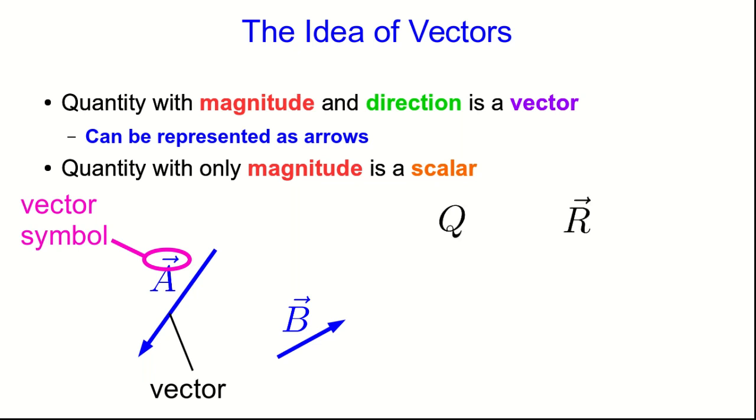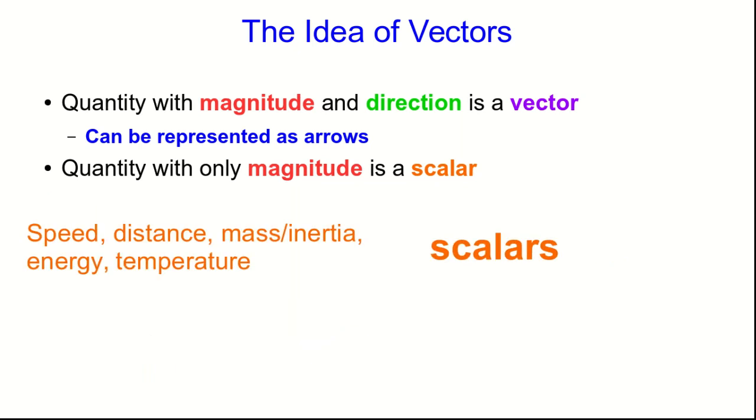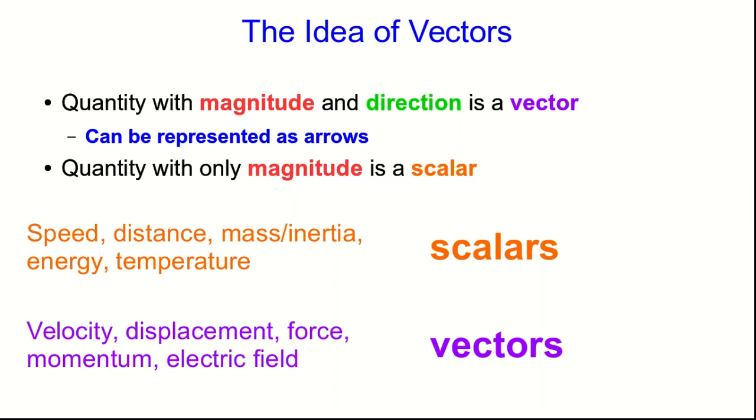It's just a symbol. So if I say there are two quantities Q and R, and I've told you nothing about what these are, you have no idea about what they're representing, except just from the way I've written them, you know that Q is a scalar, but R is a vector, because I've drawn a vector symbol on it. We're going to meet lots of quantities that are both scalars and vectors, and you've probably met most of them in other courses before. Speed, distance, mass or inertia, energy, and temperature are all scalars. On the other hand, velocity, displacement, force, momentum, and electric field are all examples of vectors.